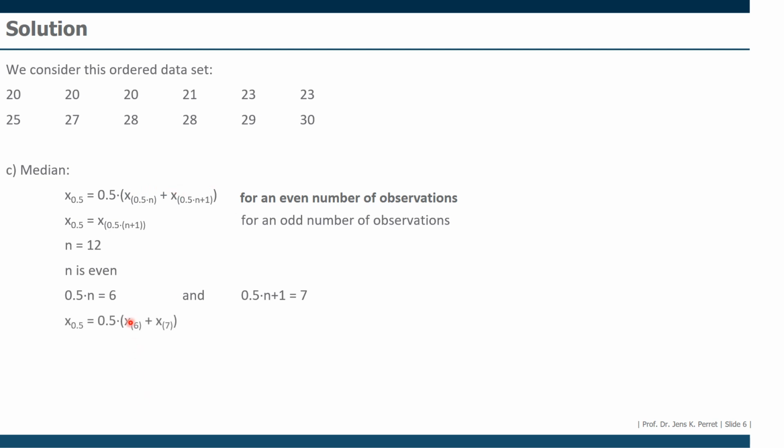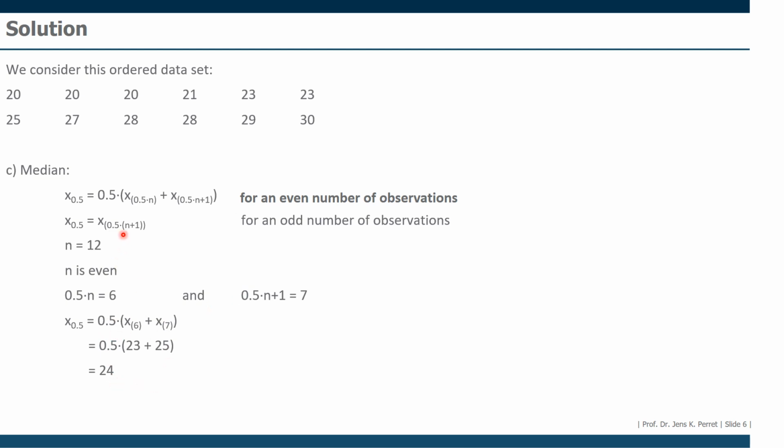That's this part here. So I'll look up in my data set, observation at position 6, that's a 23. Observation at position 7, that's a 25. So I'm going to use both of them, add them up, multiply them with 1/2. So basically taking the average of 23 and 25, giving me a median of 24. And that's about the median.